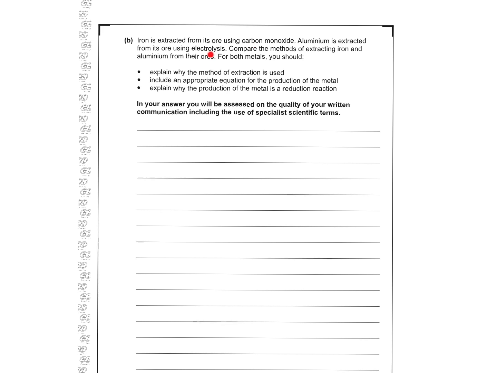Carbon monoxide will not work, and it has to do with the reactivity of the metals. So aluminium is more reactive than iron, and that's why electrolysis has to be used. You could also say here that aluminium is higher in the reactivity series than iron. So that would be equally valid. But make sure there's a comparison, so you refer to the aluminium and that it's more reactive than the iron. So that explains why the method of extraction is used. The next thing we're going to do is look at the equations. So we'll do the aluminium equation first.